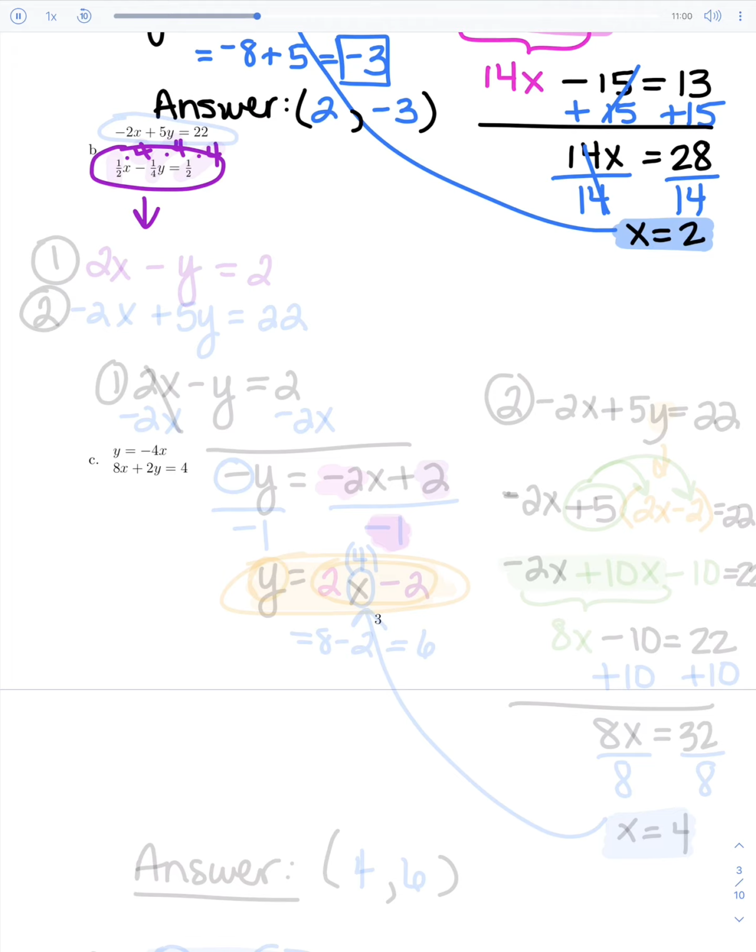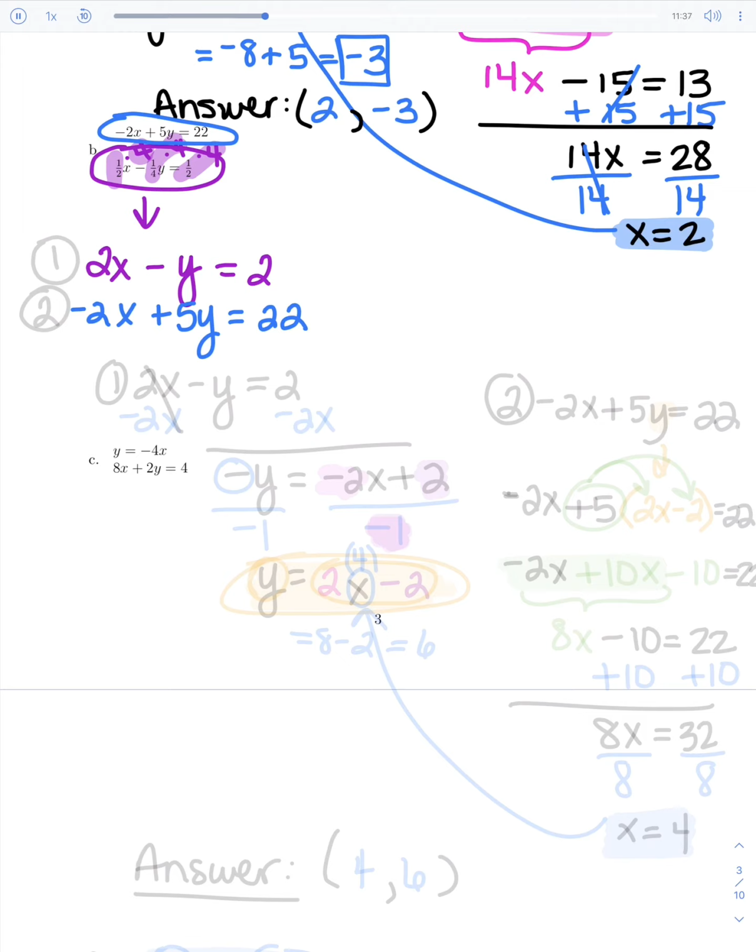So on the first piece, the 4 times the 1/2 should get me a 2x. On the second piece, the 4 times the 1/4 should get me just 1y, which is negative y, equals, on the other side, the 4 times the 1/2 should just get me the number 2. And I'm going to leave my top equation, the negative 2x plus 5y equals 22, alone. Okay, at least I don't have any equations with fractions anymore.